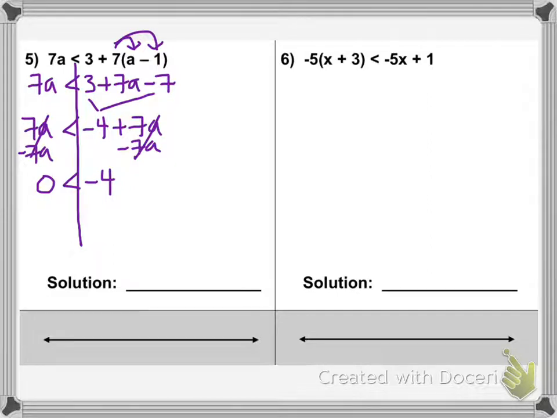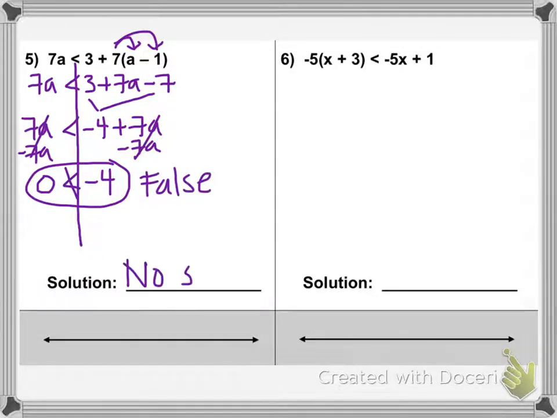Oh dear, this looks like one of those weird examples, those special cases we did before. If your variables disappear, look at what you've got going on. This says 0 is less than negative 4. Is it true or false? If it's false, like it is here, because 0 is bigger than negative 4, that means we have no solution, which means there is no value of a that will make that left side of the inequality less than the right side. So if there's no solution, there's no graph.